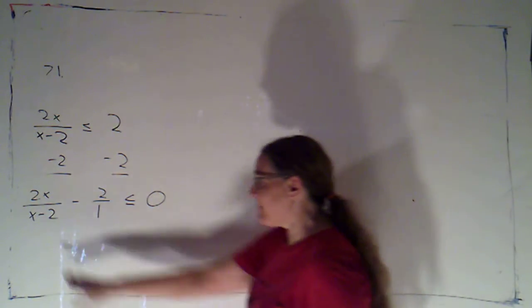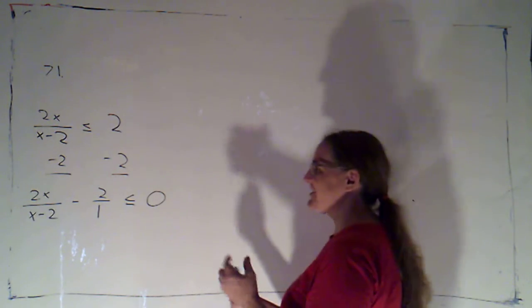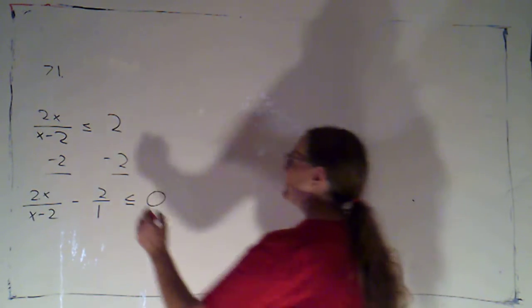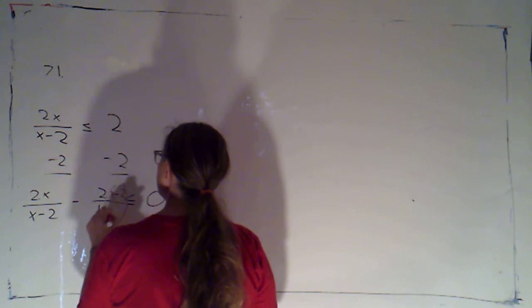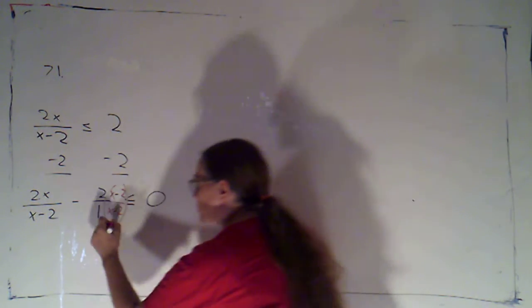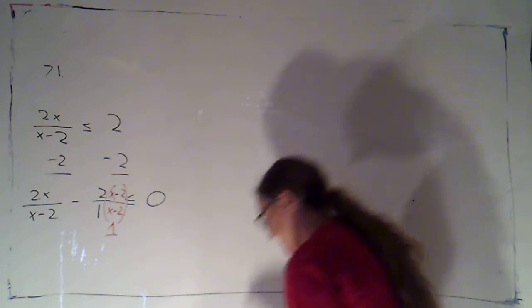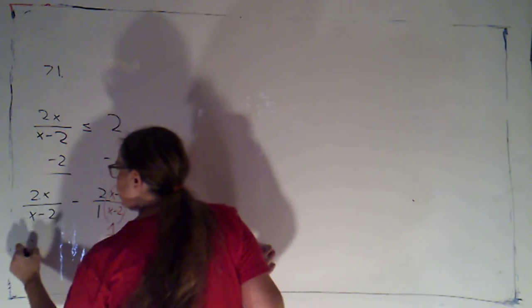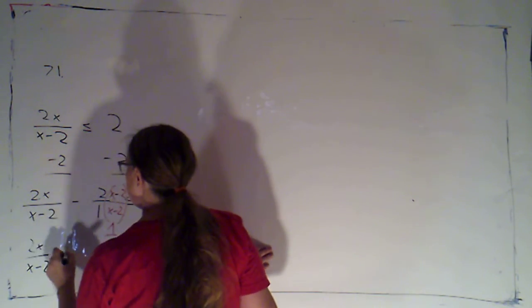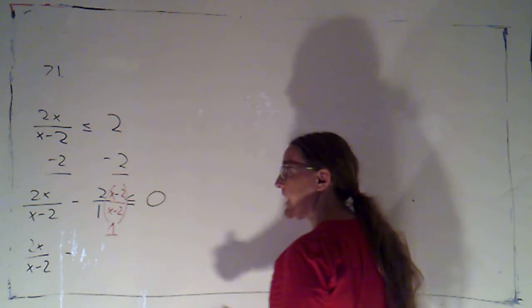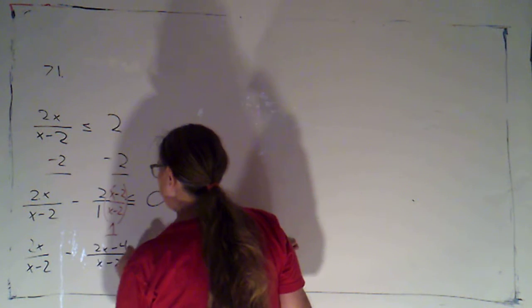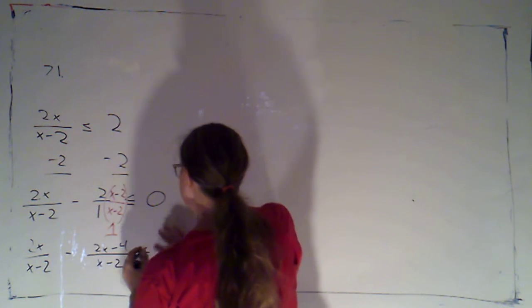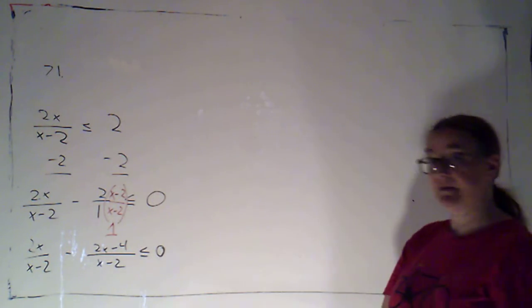Okay, so for this, my least common denominator is just going to be x minus 2. So I'm going to multiply this by 1 in the form of x minus 2 over x minus 2. All right, so we've got 2x over x minus 2 minus, let's distribute that 2, so 2x minus 4 over x minus 2, and we want this to be less than or equal to 0.